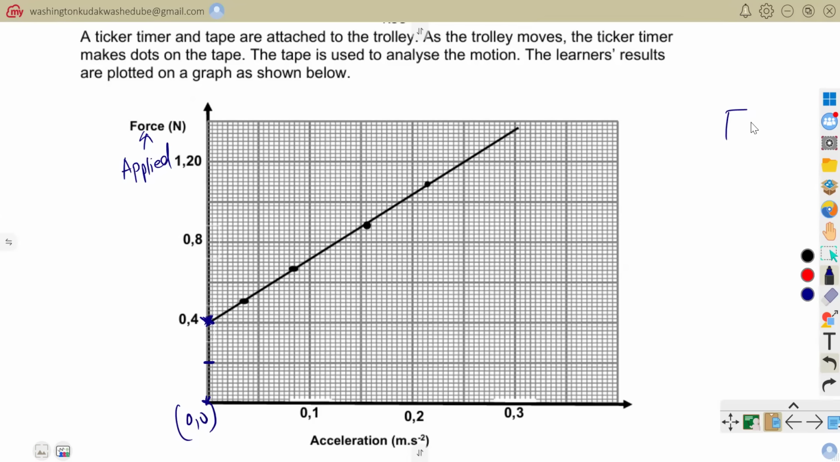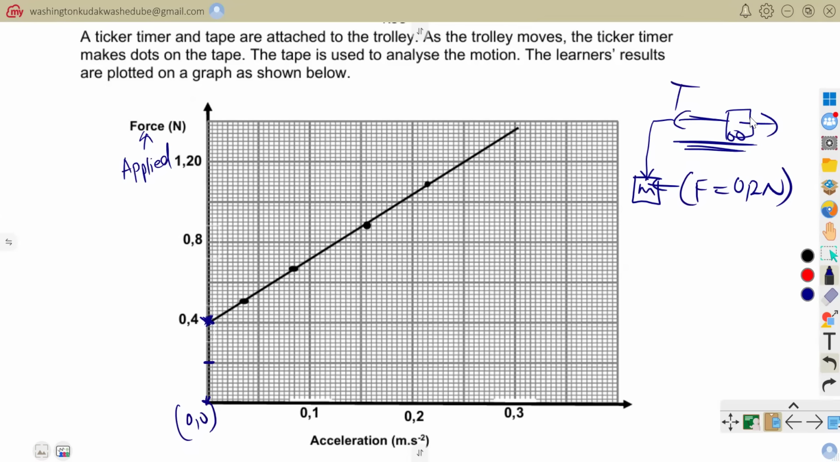You have got your trolley, and that trolley is connected to this mass by a light inextensible string, and then you put a mass that will give you a force equal to 0.2 Newton. And this trolley does not move. What does it tell you? It tells you that there is an opposing force of motion that is making sure that this tension does not have any effect on this. That's why here there is no movement.